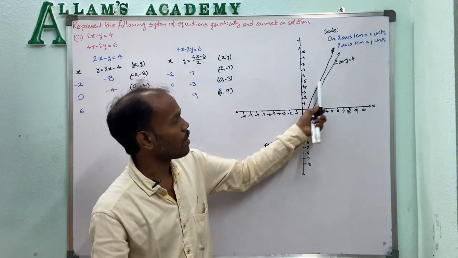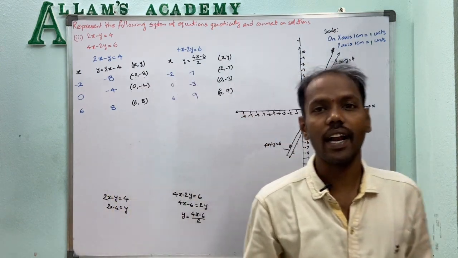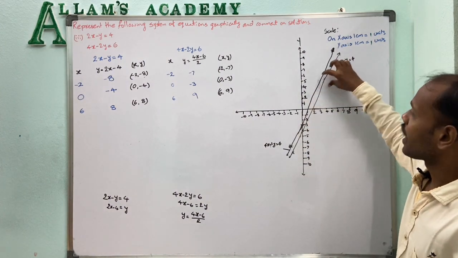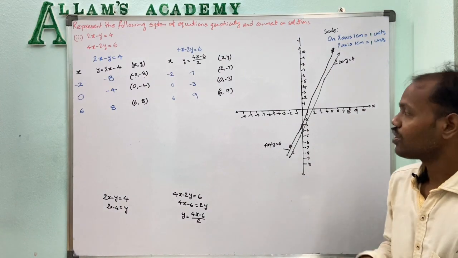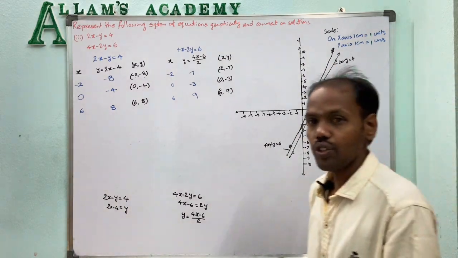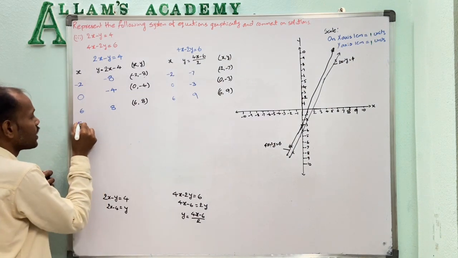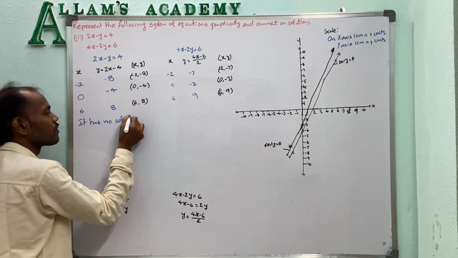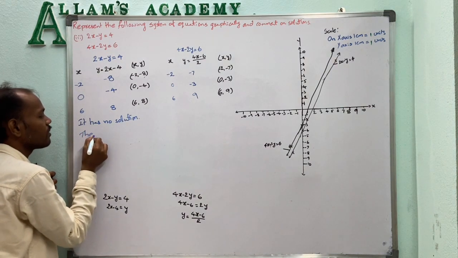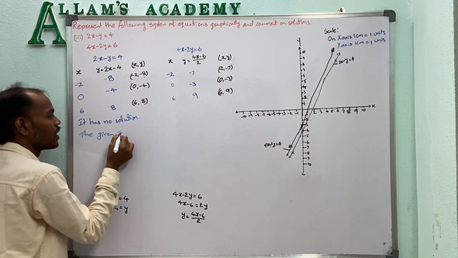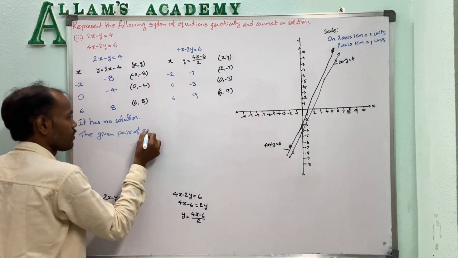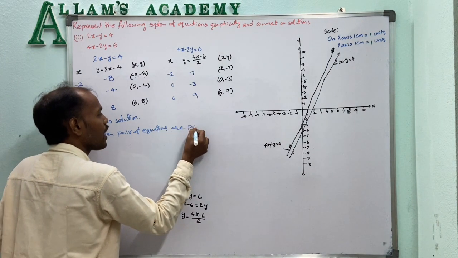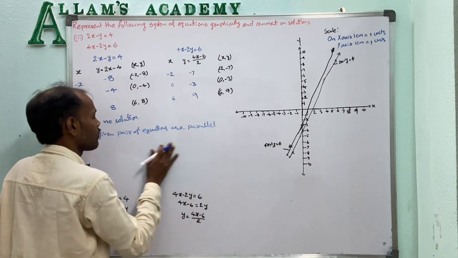Now observe that both lines do not coincide at any point and both look like parallel lines. So this problem has no solution. The given pair of equations are parallel.